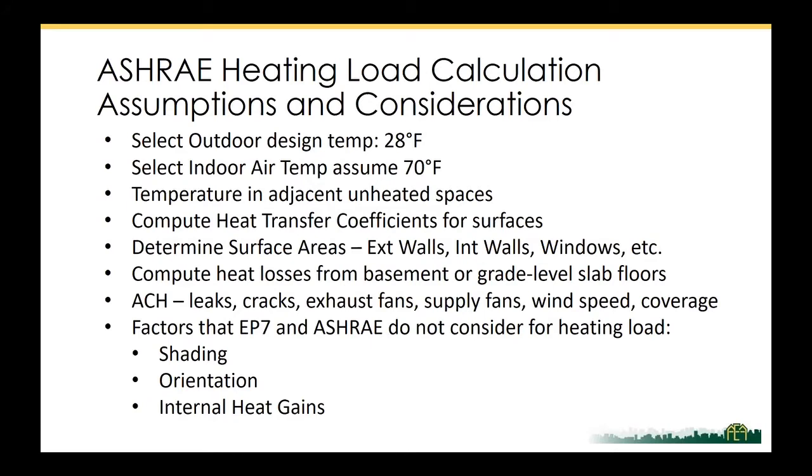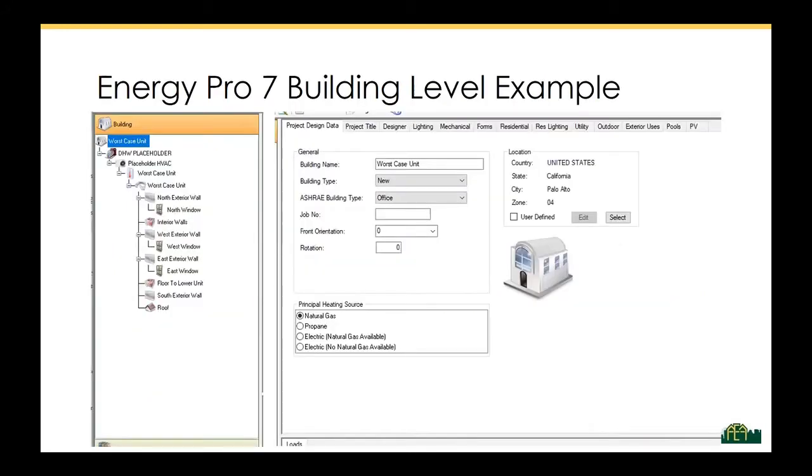Factors that EP7 and ASHRAE do not consider for heating load are shading, orientation, and internal gains, and also because shading and orientation aren't considered, it doesn't include solar heat gain. So that's another gripe. Okay, so we start at the building level. At this point, you just want to have quick names. The most important part about this slide is that you select climate zone 4. The city actually doesn't matter. It's just the climate zone that they take into account.